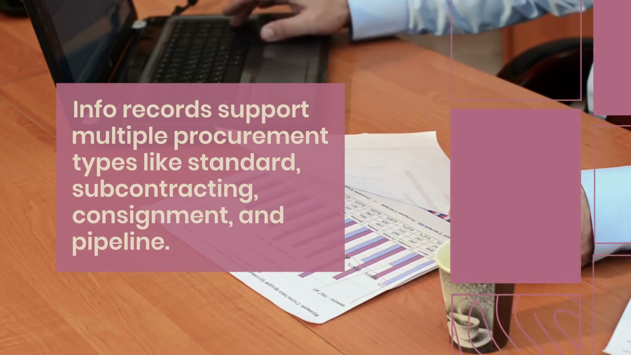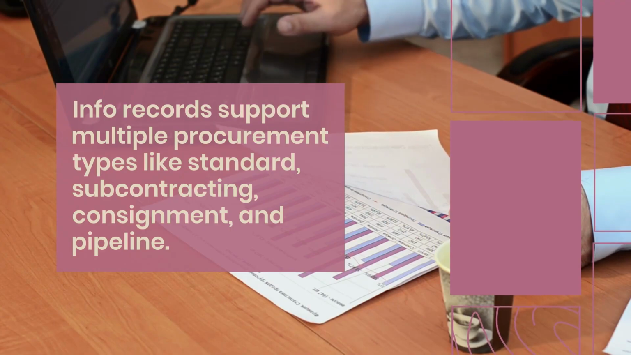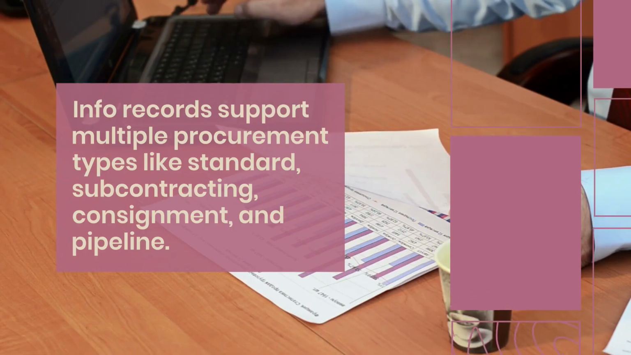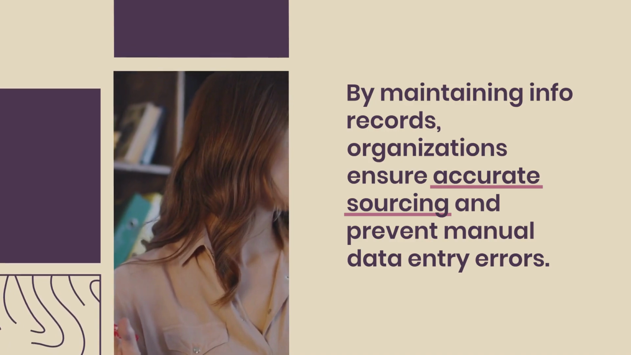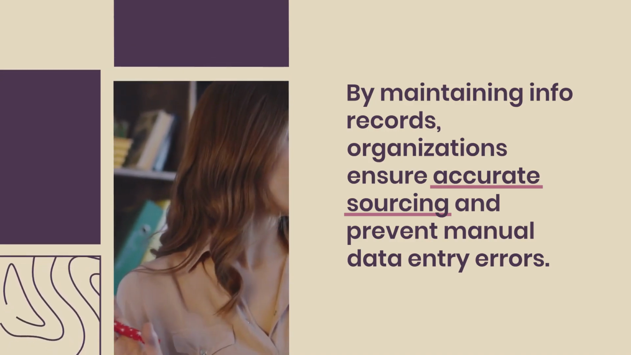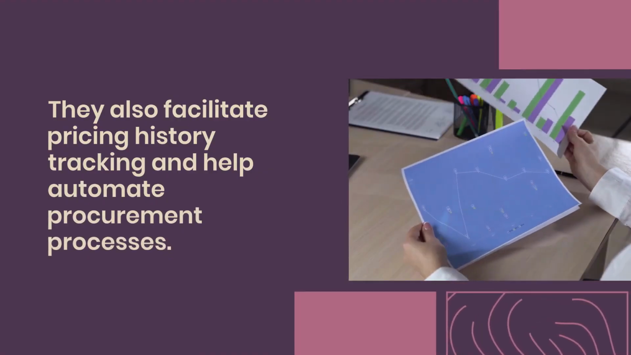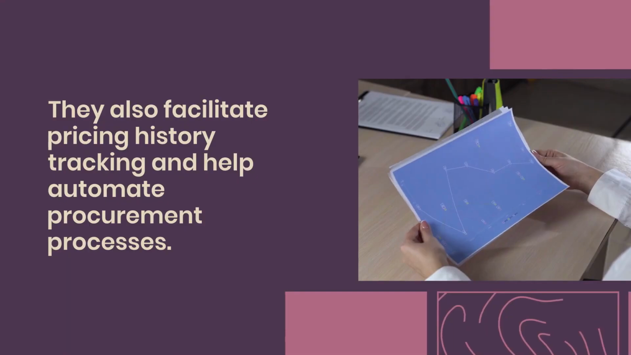Info records support multiple procurement types like standard, subcontracting, consignment, and pipeline. By maintaining info records, organizations ensure accurate sourcing and prevent manual data entry errors. They also facilitate pricing history tracking and help automate procurement processes.